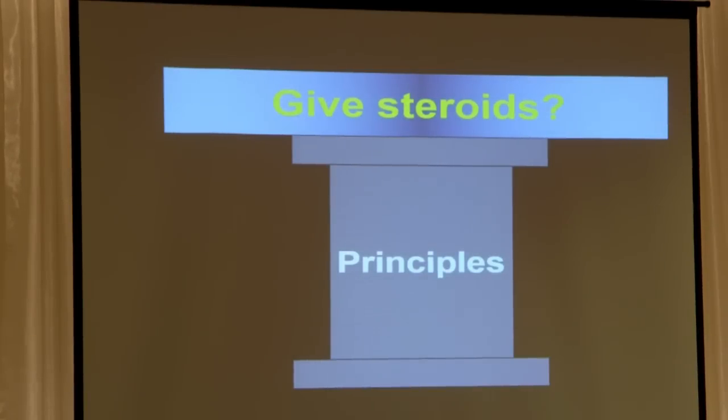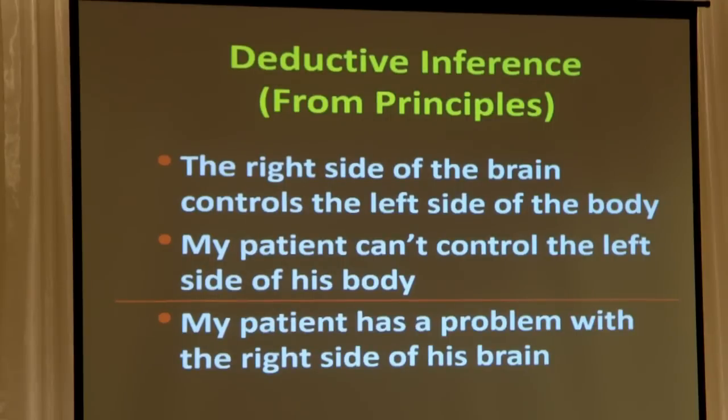And one of those is reasoning from principles, okay? And you hear this argument against evidence-based medicine. We do this in neurosurgery and neurology all the time. Here's an example of reasoning from neuroanatomical principles, right? The right side of the brain, by and large, controls the left side of the body, and my patient can't control the left side of his body, and so he has a problem on the right side of his brain.